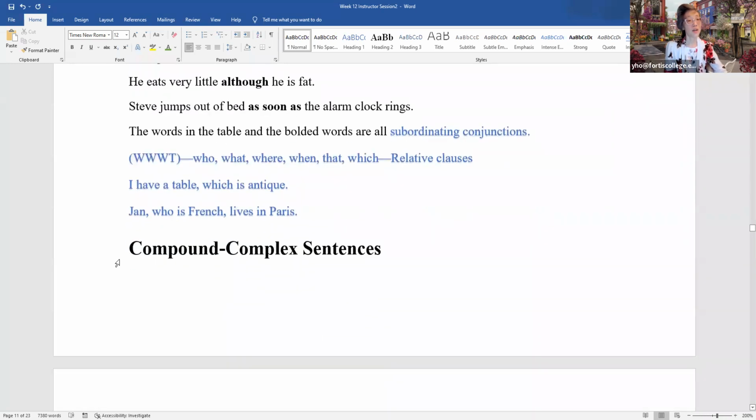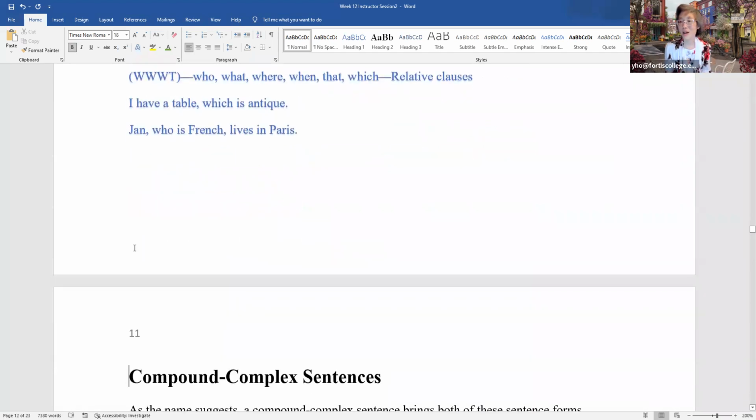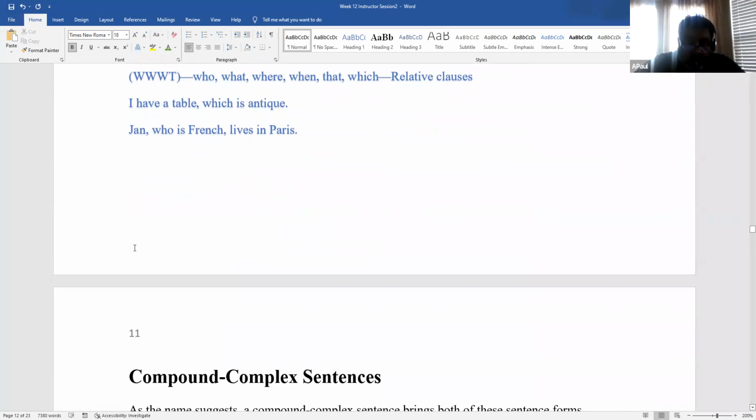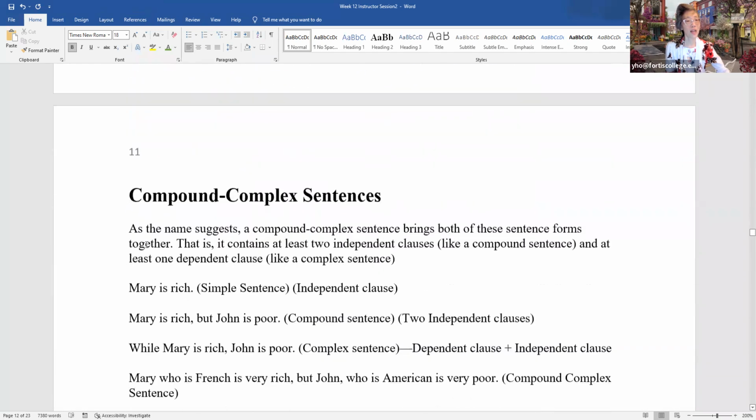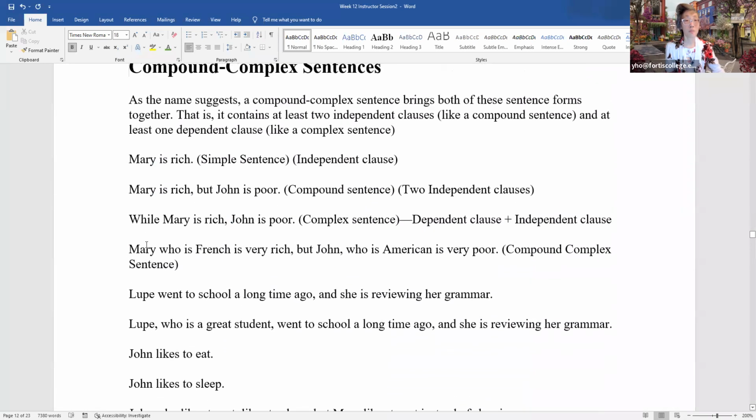And so you're probably thinking, I'm never going to use this in real life. You think you're going to use this in real life, writing? Oh yeah. Yeah. I do. So, you do. Okay, so this is a review of, and so now we're going to get to compound complex sentence.